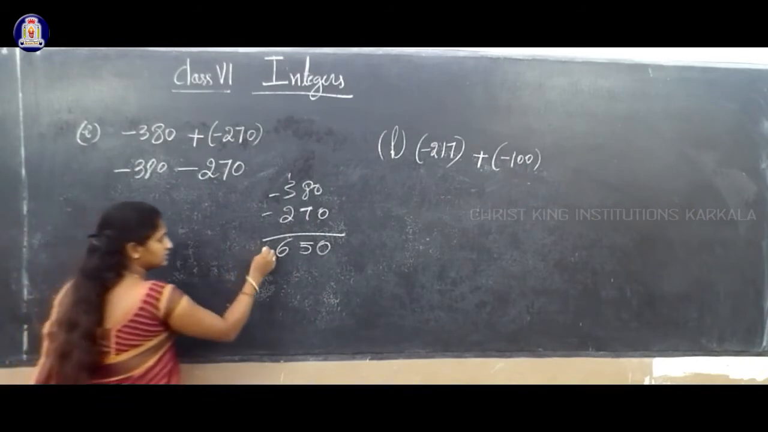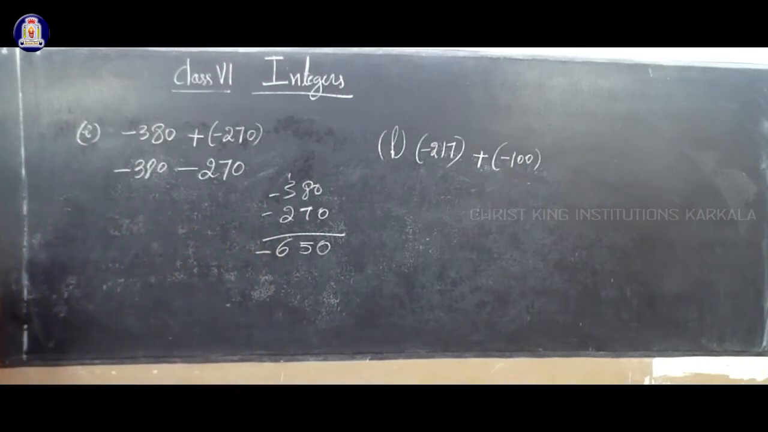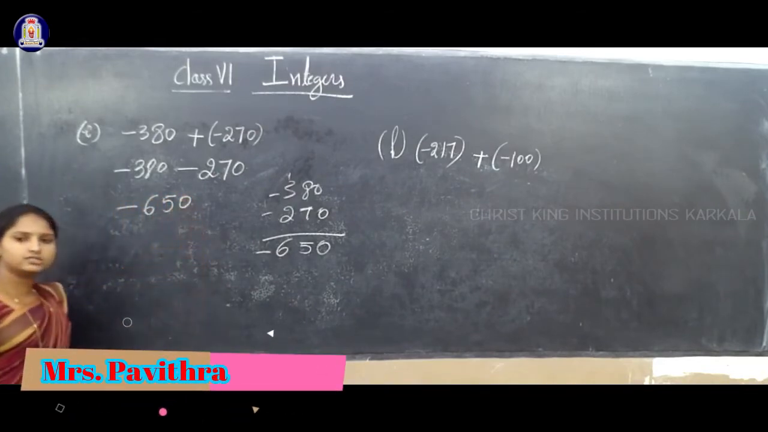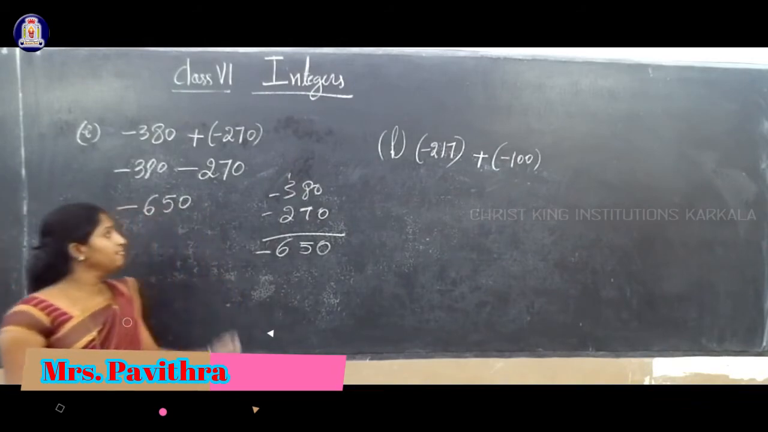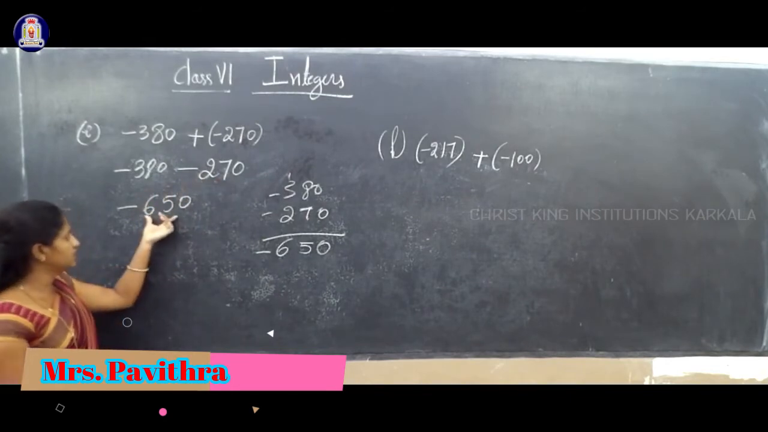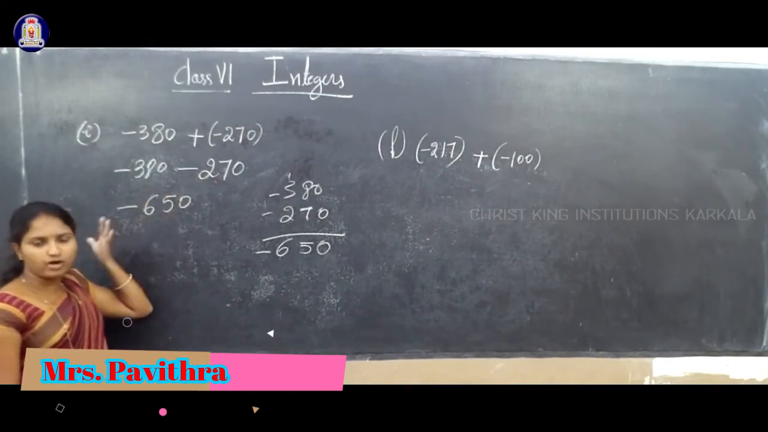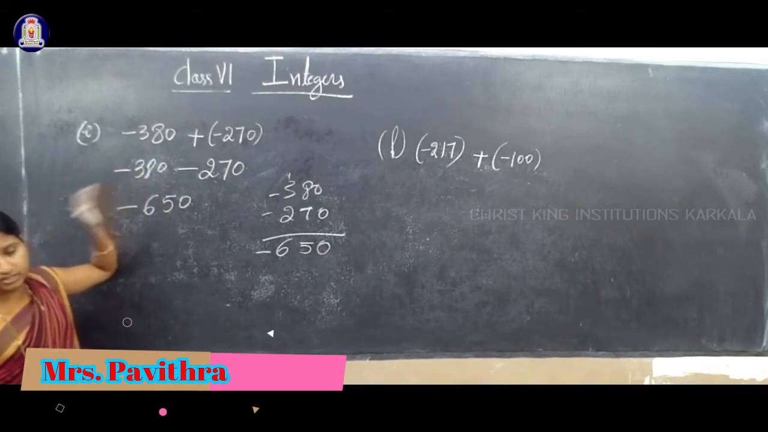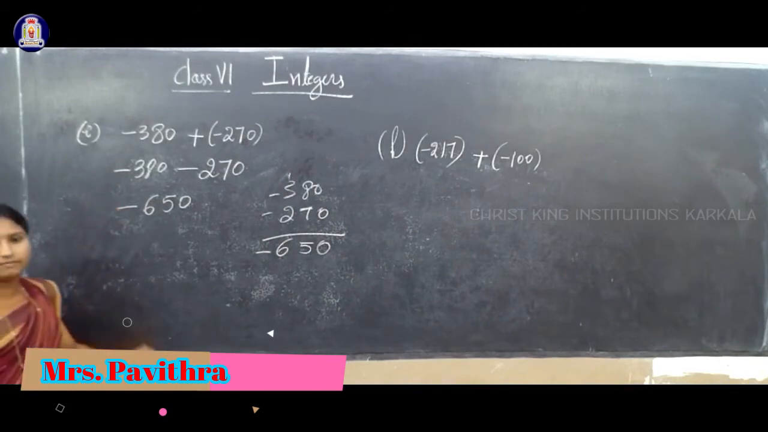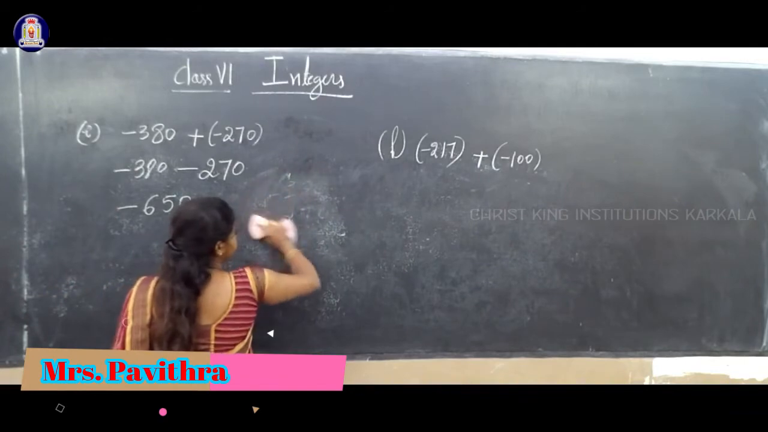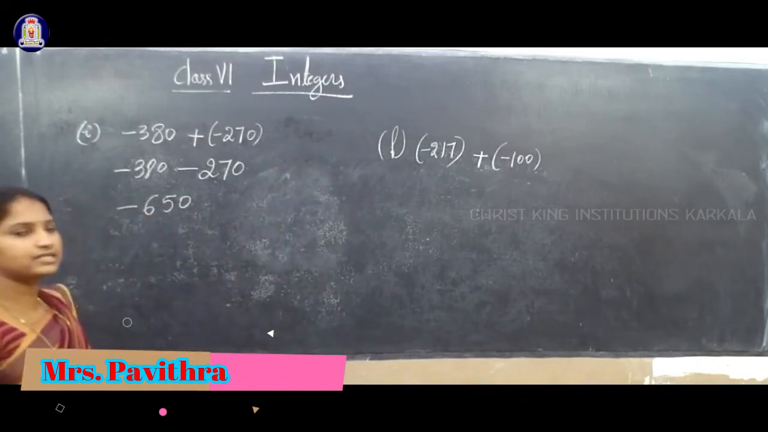So the greater number is 380. That sign is minus. So what is the answer? Answer is minus 650. Minus 650. Clear? The integer is the minus 380 and minus 270. If you add, you get the minus 650. Why minus? Because the greater number is 380. That sign is minus. So answer is minus 650. Clear? Next, we'll see sixth question.